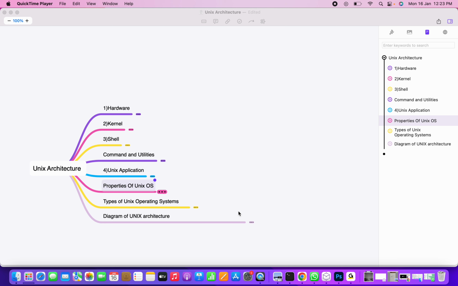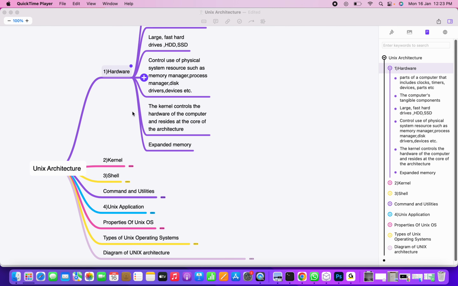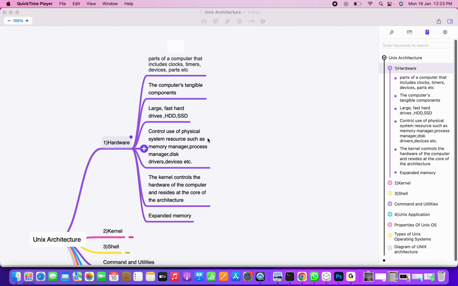Okay, so let's start with hardware. So what is hardware? In general, the hardware is the part of the computer which includes the clocks, timer, devices, ports, etc. It's a tangible component that you can actually touch and see with your eyes.